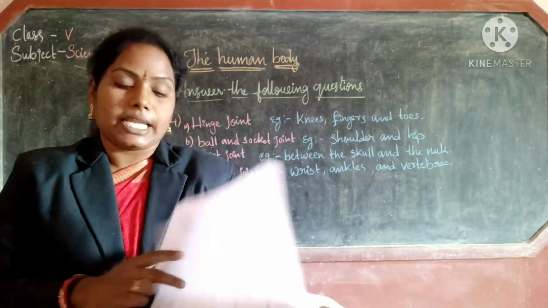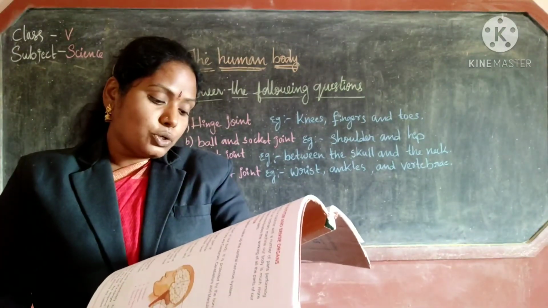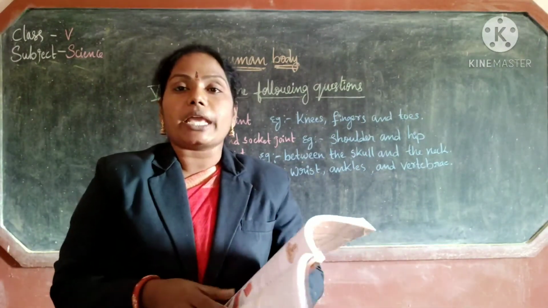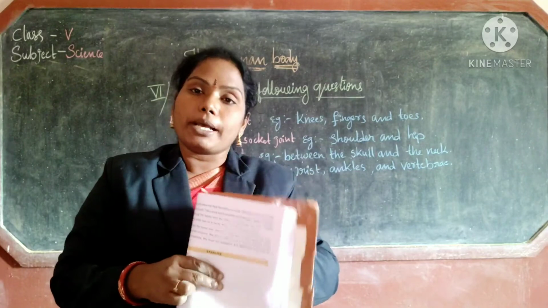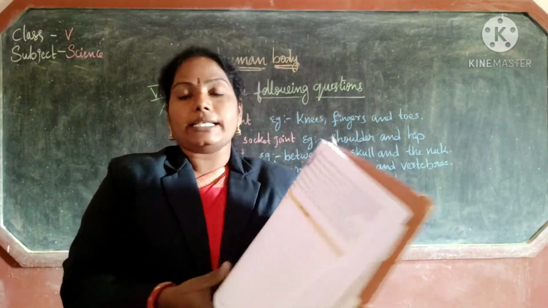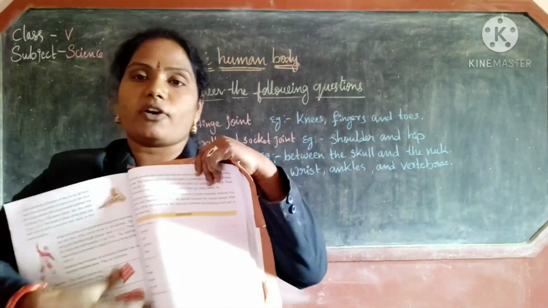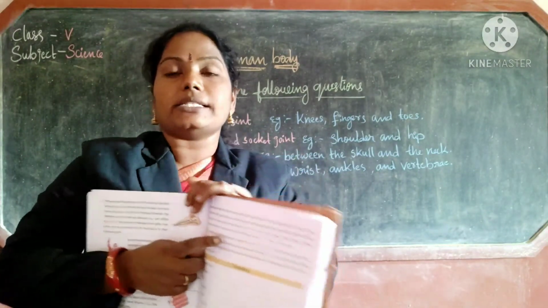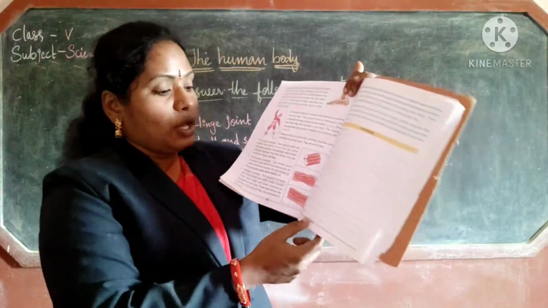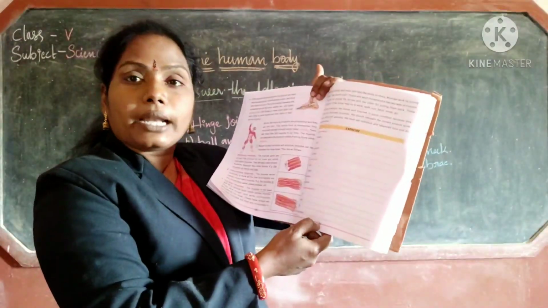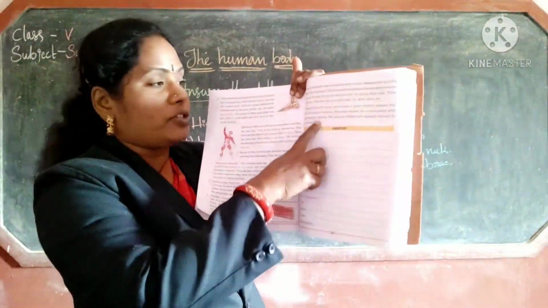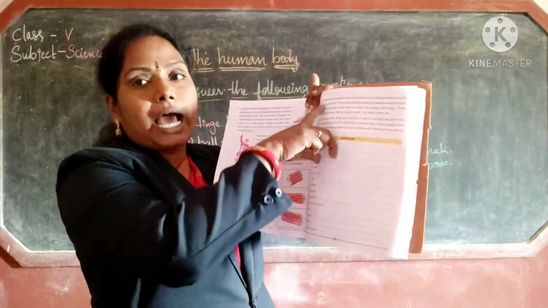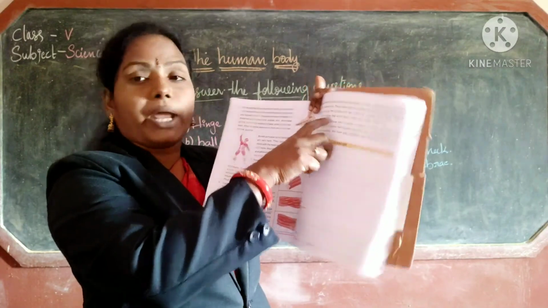Now the last answer is: how should we take care of our bones and muscles? So this answer is the last paragraph of the lesson. The last paragraph of the lesson is the answer. So the page number is 209. From we should maintain onwards, the last paragraph.